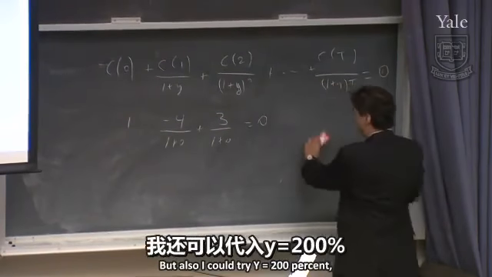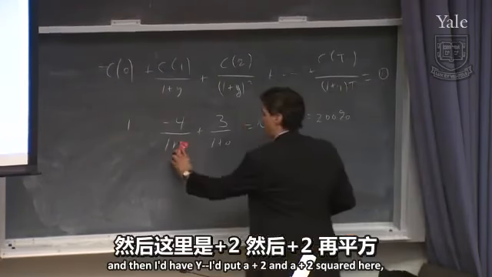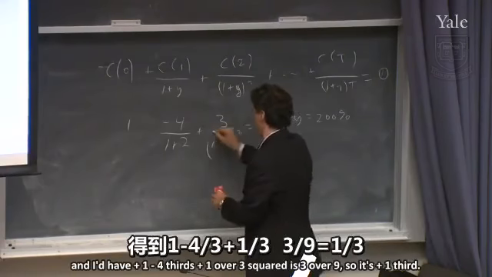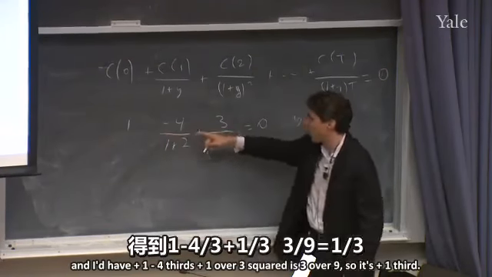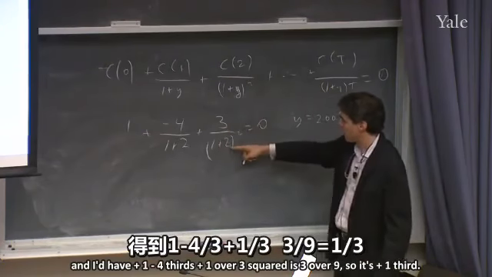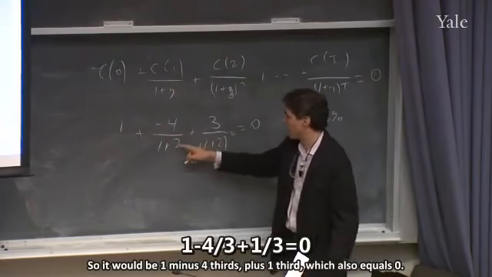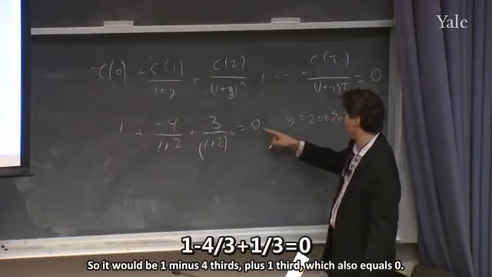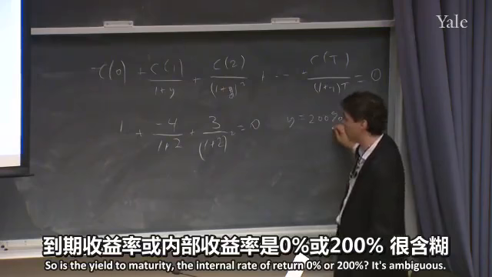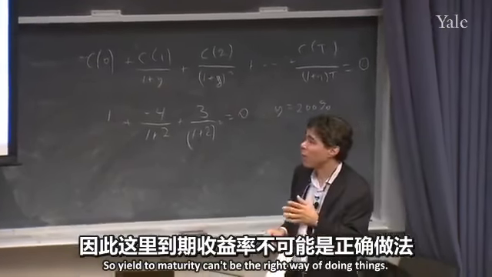But also I could try y equals 200%. And then I'd put a plus 2 and a plus 2 squared here. And I'd have plus 1, minus 4 thirds, plus 1 over 3 squared, which is 3 over 9, so it's plus 1 third. So it would be 1 minus 4 thirds plus 1 third, which also equals 0. So is the yield to maturity, the internal rate of return, 0% or 200%? It's ambiguous. So yield to maturity can't be the right way of doing things.